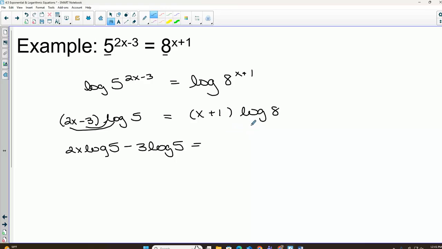On the other side, we get x log 8 plus log 8. I'm looking for x. Notice I have two terms with x and two without. So I need everything with the x on one side. So I have my 2x log 5. I'm going to subtract over the x log 8.